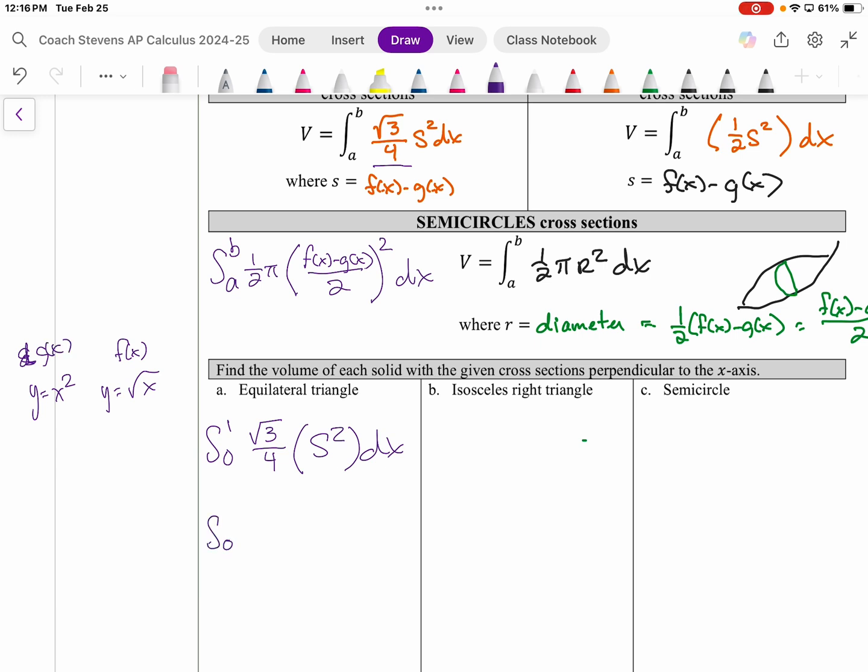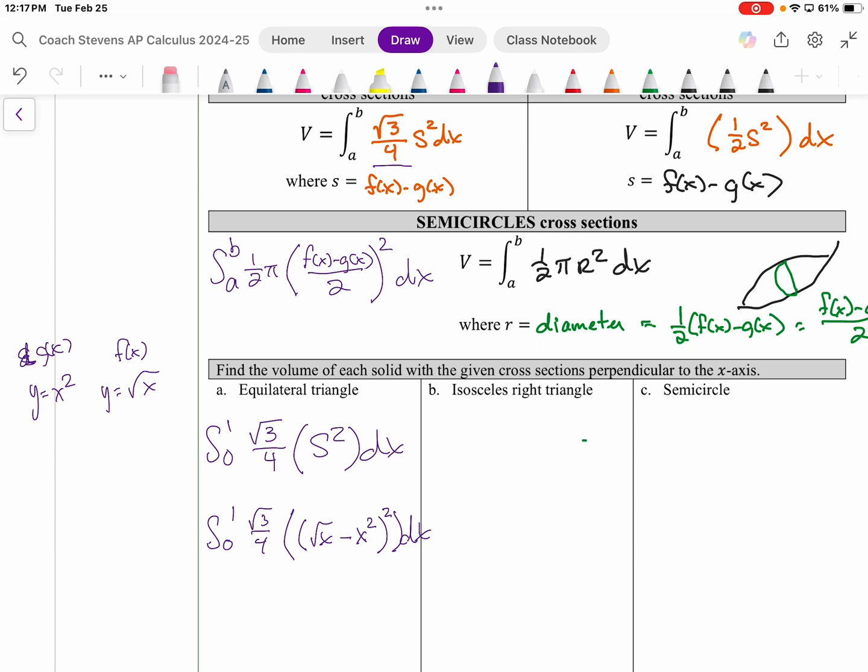So it's the integral from 0 to 1 of the square root of 3 over 4 times the quantity square root of x minus x squared, that squared, dx. Now, this is where I would go with the calculator. If you're forced to do it by hand, you're going to have to FOIL out that square root of x minus x squared. You're going to have to FOIL that out and then go through doing it the other way. So this one, we can use the Math 9 to our advantage.